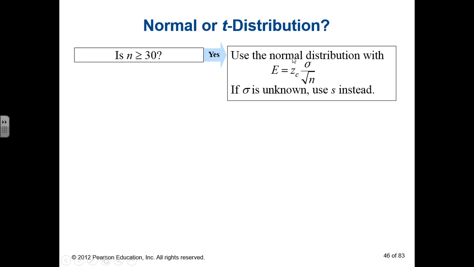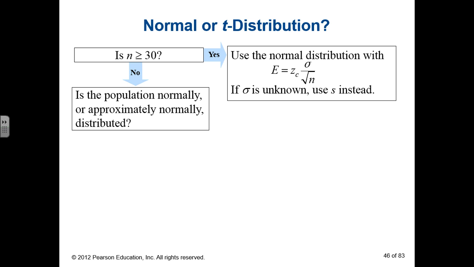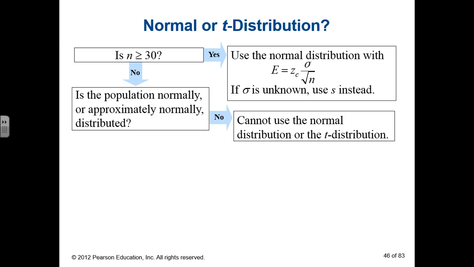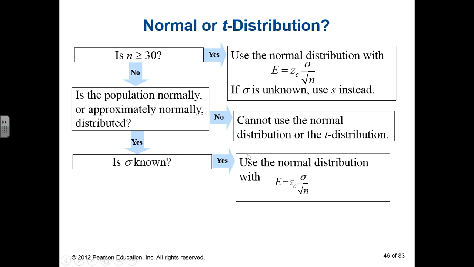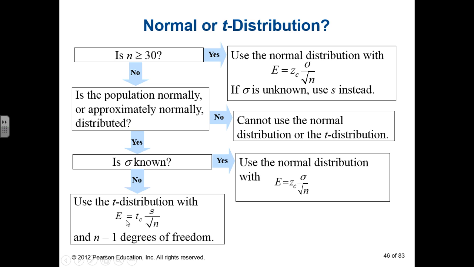If that's the case, you're definitely using the normal distribution. You're doing this using the standard normal table and finding a z critical value. If the answer is no, then you need to ask yourself, is the population normally distributed or at least approximately normally distributed? If the answer is no, then you have not learned how to do this and you just say, I don't know how to do this. But if it is, then you have to ask yourself, is sigma, the population standard deviation, known? If the answer is yes, then again, it's back to the normal distribution. If the answer is no, that's the whole point of what we're learning now.